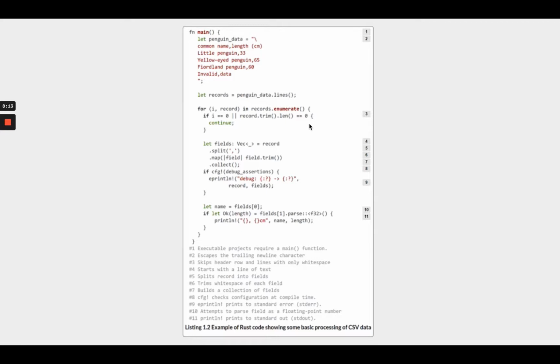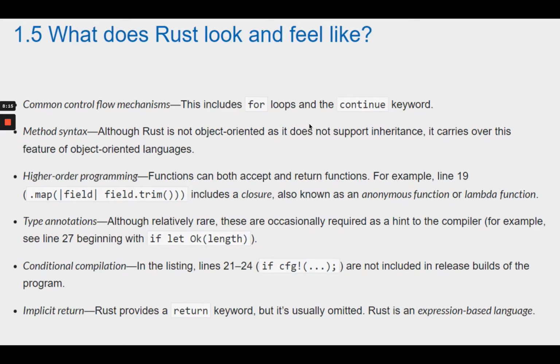Some features to notice include common control flow mechanisms. This includes for loops and the continue keyword. Method syntax. Although Rust is not object-oriented, as it does not support inheritance, it carries over this feature of object-oriented languages. Higher-order programming. Functions can both accept and return functions. For example, line 19 includes a closure, also known as an anonymous function or lambda function.